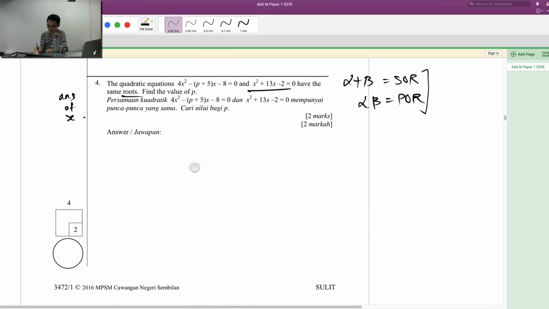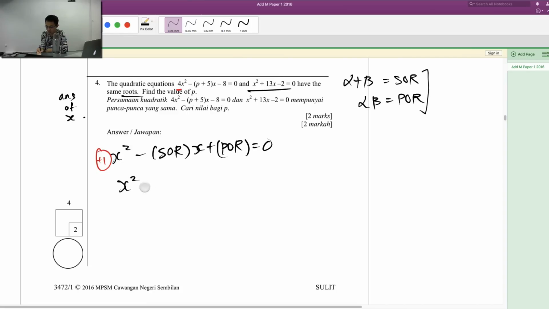Okay, so we will use this formula: x squared minus sum of root x plus product of root equals 0. In order to use this equation, I say many times, you must make sure the number in front of x squared is positive 1. So here you see 4 here, isn't it? So I will divide 4 for the whole equation.